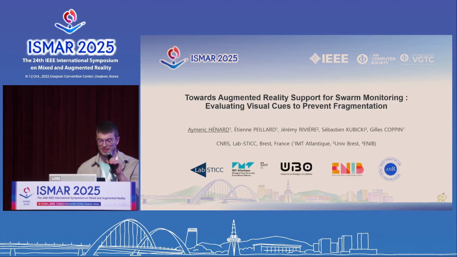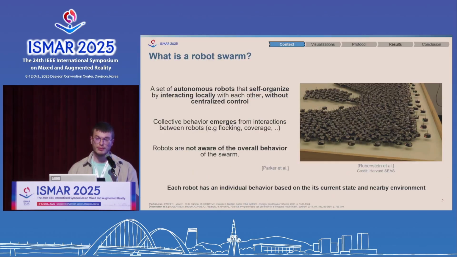Thank you. Nice to meet you all. I'm Aymeric Hénard, and I will present the work called Toward Augmented Reality Support for Swarm Monitoring, Evaluating Visual Cue to Prevent Fragmentation. First, to give you some context, a swarm of robots is a set of autonomous robots that self-organize by interacting locally without any centralized control. In swarms, collective behavior emerges from the interaction between robots, but none of the robots is aware of the overall behavior of the swarm. In that context, each robot has an individual behavior based on its current states and its nearby environment.